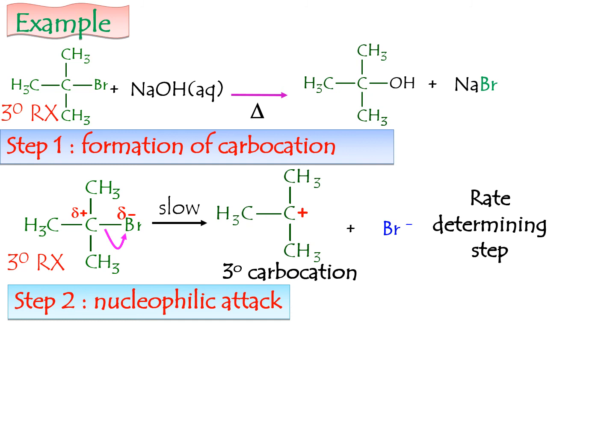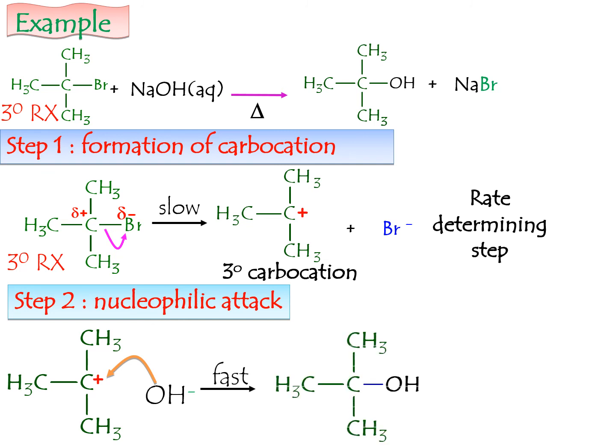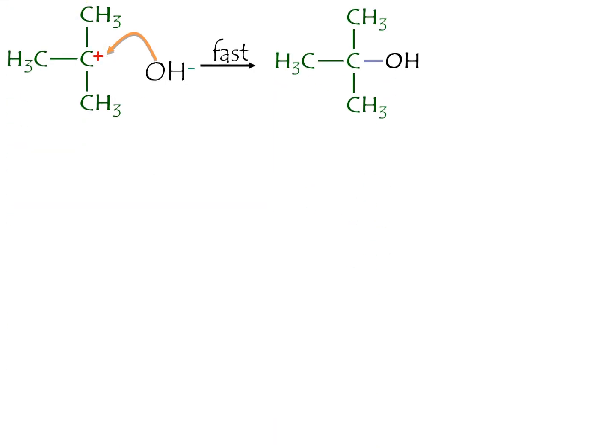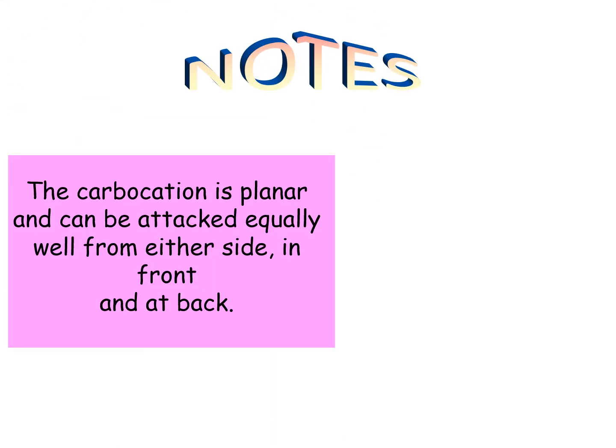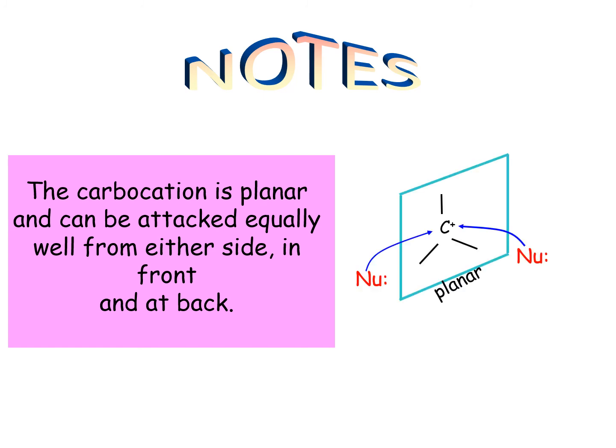Step 2 is nucleophilic attack. The nucleophile OH- attacks the electron-deficient carbon atom in the carbocation. A new bond is formed between the nucleophile and the carbon atom. This step is fast. The carbocation is planar and can be attacked equally well from either side, in front and at back.